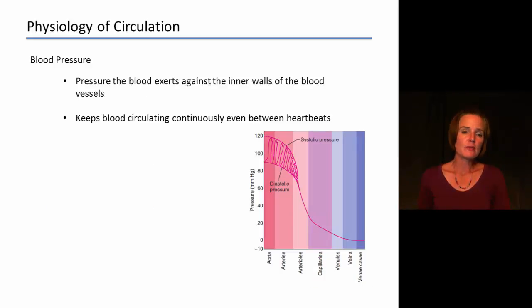Blood pressure is going to be the pressure that blood exerts against the inner walls of the blood vessels. And this blood pressure is going to keep the blood circulating continuously between heartbeats. And we already said that high or close to the heart, we're going to have a higher pressure. And when we get further away from the heart, which is really what we're talking about in the veins, then we're going to have a lower pressure.